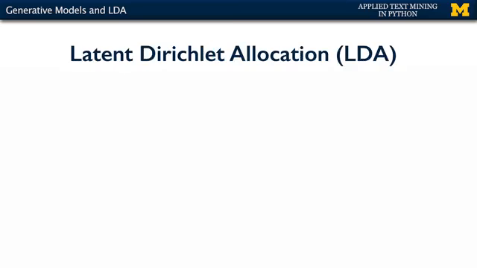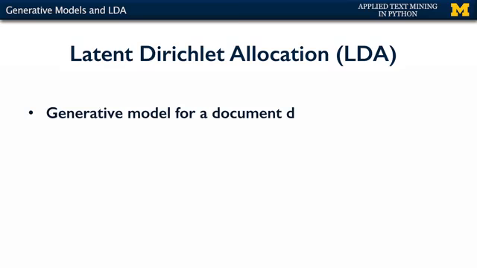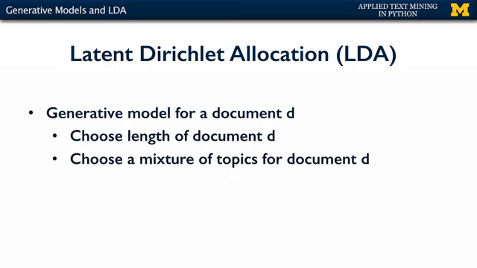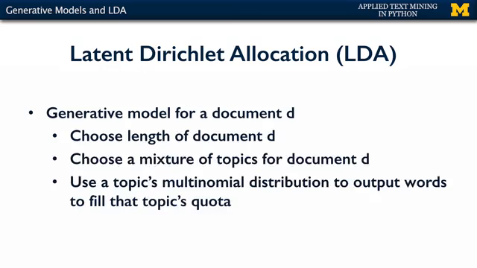LDA is another such generative model, and the generative model for a document D is you choose a length of document. You first decide what is the length of the document that you are generating. Then you choose a mixture of topics for that document. And then you use that topic's multinomial distribution, that is the word distribution, to output the words to fill up that quota, that topic's quota.